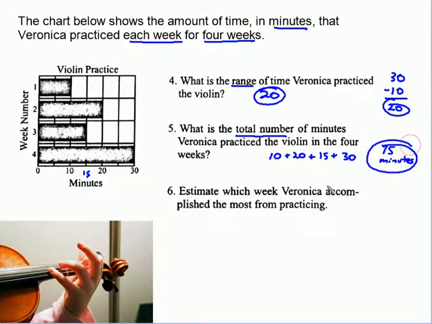Finally, let's estimate which week Veronica accomplished the most from practicing. This requires us to think a little bit more. What does that mean? Well, the only thing that really makes sense is that if you work harder, you accomplish more. If you spend more time doing something, then you accomplish more. So she only spent 10 minutes here. She spent 20 here. She probably accomplished more here than she did right here. Accomplished a little bit less in the 3rd week. Hey, look right here. At 30, she accomplished the most in week 4.